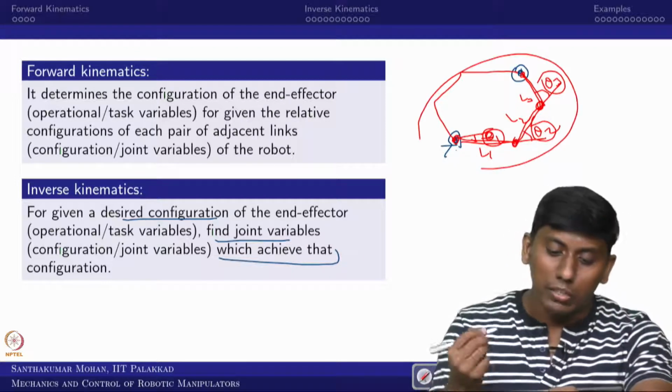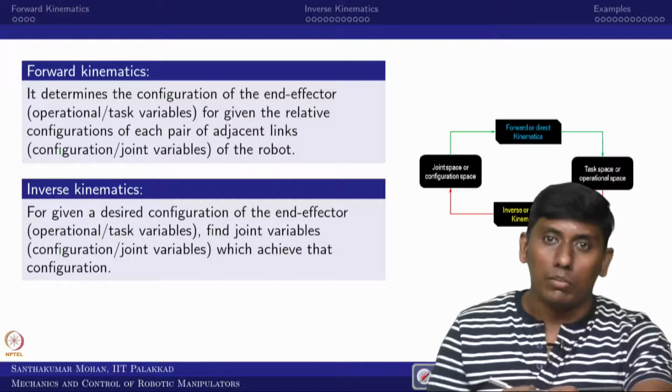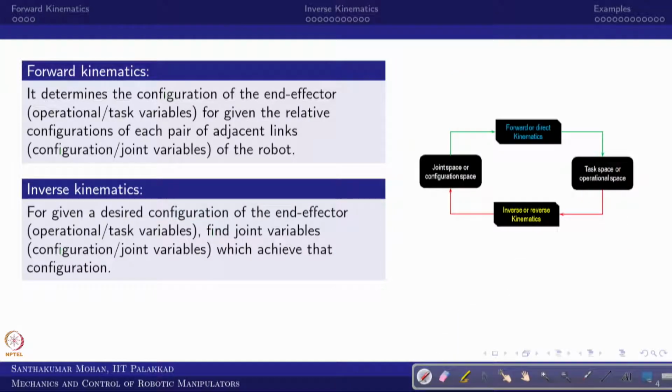This is what you call inverse kinematics. So that is what we have written here. Forward kinematics means, for a given joint space, we are trying to find out the task space. Inverse kinematics, or reverse kinematics, means for a given task space, we are finding the joint space. That is the whole idea.